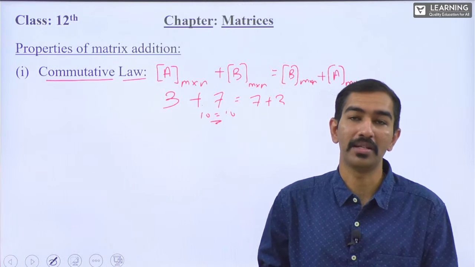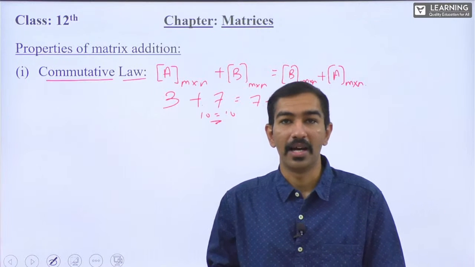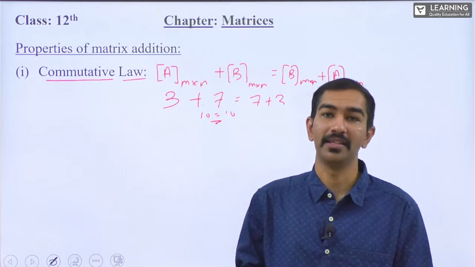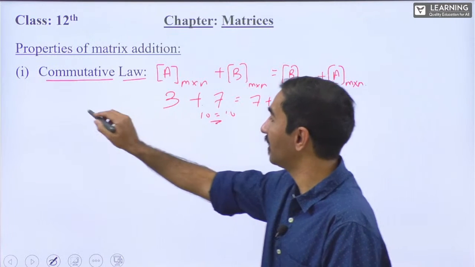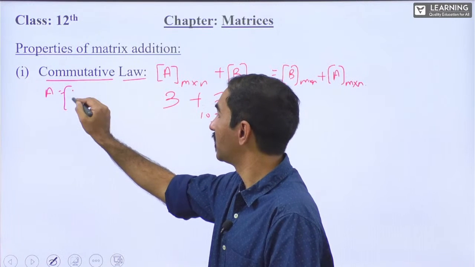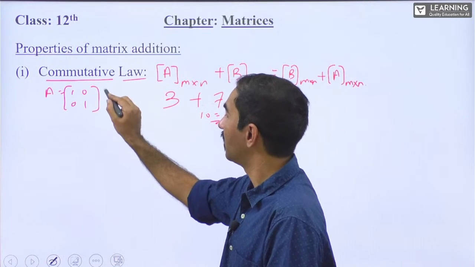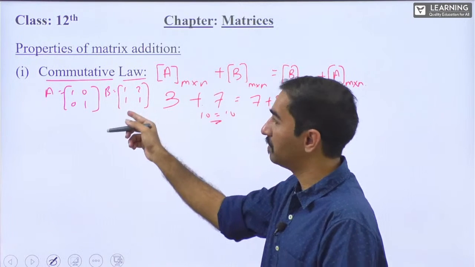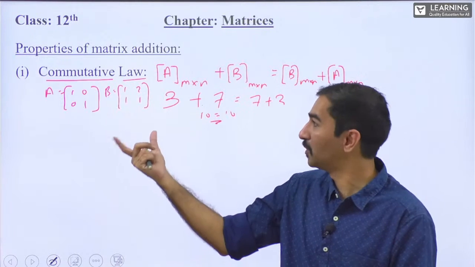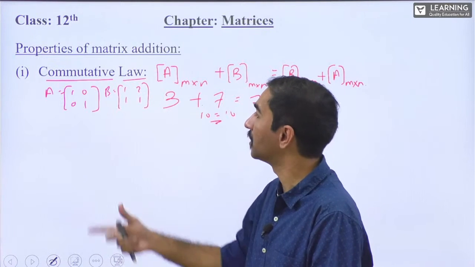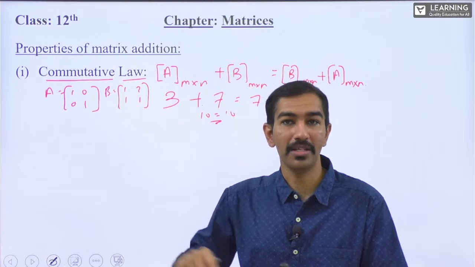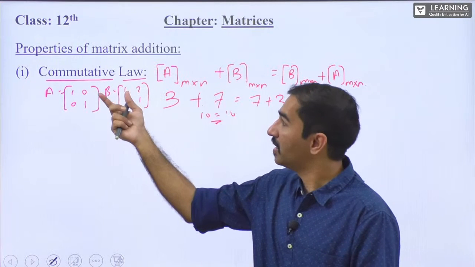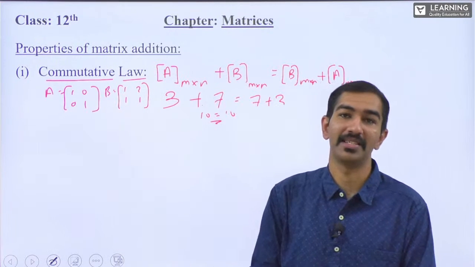Because in matrices, how is the operation of addition carried out? Addition is carried out such that the corresponding elements of two matrices are added together. So for example, you can take A equal to 1, 0, 0, 1, and B equal to 1, 2, 1, 1. Whatever sum we get for A plus B will definitely be equal to B plus A. Why is that? Because addition of numbers is always commutative in nature. Therefore, the commutative law is applicable for addition of matrices as well.